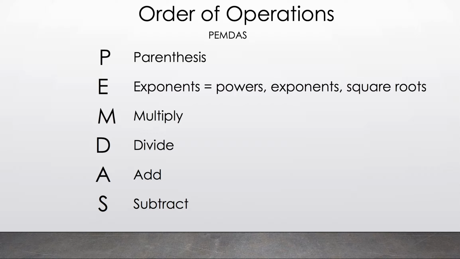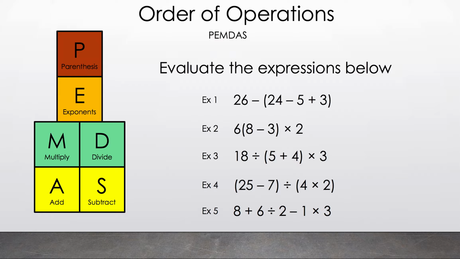So let's go ahead and talk about what each letter stands for. P for parentheses, E for exponents or powers or square roots, M for multiply, D for divide, A for add, S for subtract. So we're going to take a look at these 5 examples.